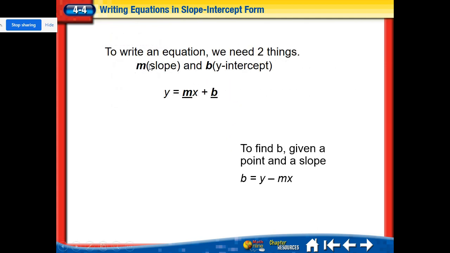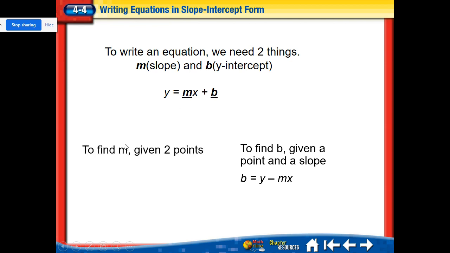All right, remember we talked about this last week. To write an equation, we needed two things. We needed a slope and a y-intercept, so the m and the b. If we had those two things, we could go ahead and write an equation.